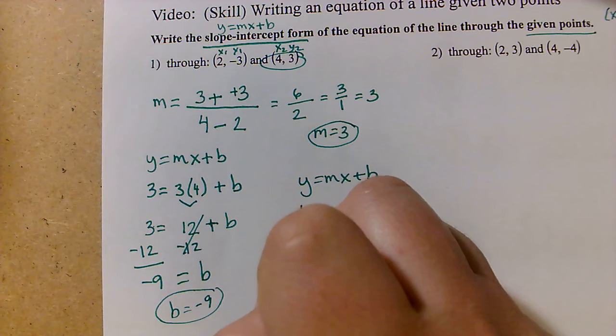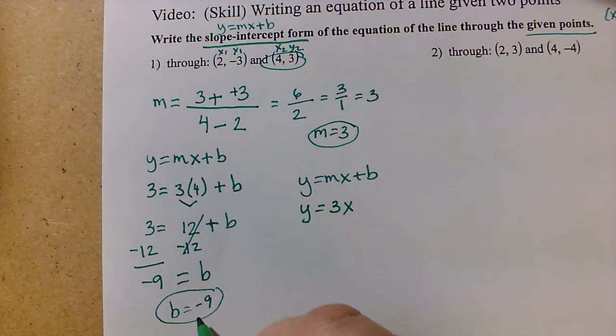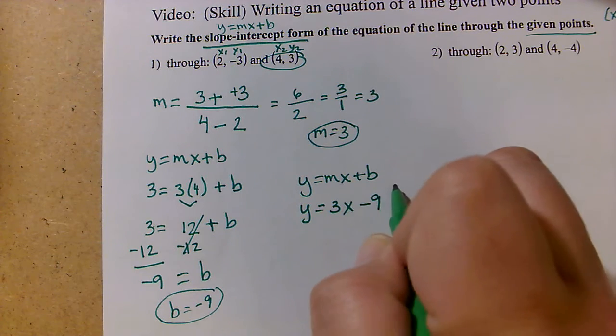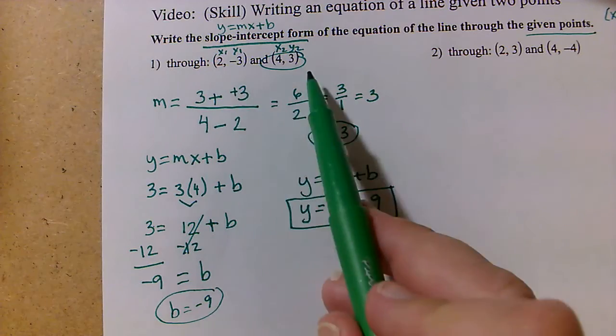So our final equation is going to be y equals 3 for m, x plus b, which is -9, so I'm actually going to put a -9 here. And there is our equation of the line that will pass through these 2 points.